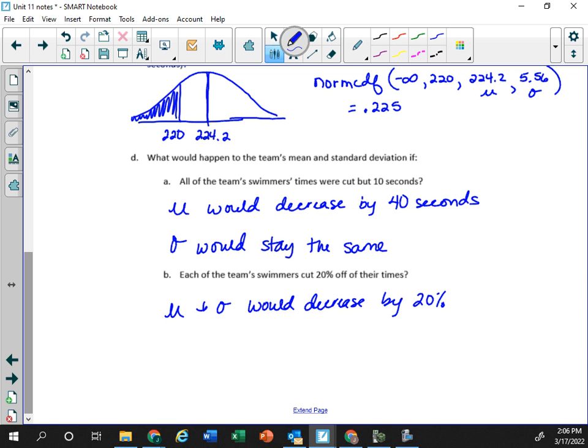All right, guys, one more example. Go ahead and turn the page.